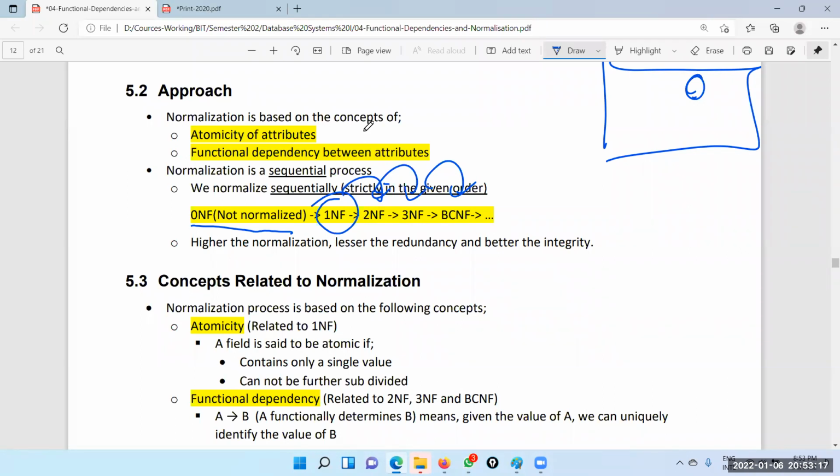So what are the two main concepts related to normalization? The two main concepts are atomicity, which is related to the first normal form, and for the other normal forms, the concept is functional dependency, which we already discussed. For second normal form, third normal form, fourth, or BCNF, the main concept is functional dependency. But to check whether the first normal form is achieved, the main concept is atomicity.